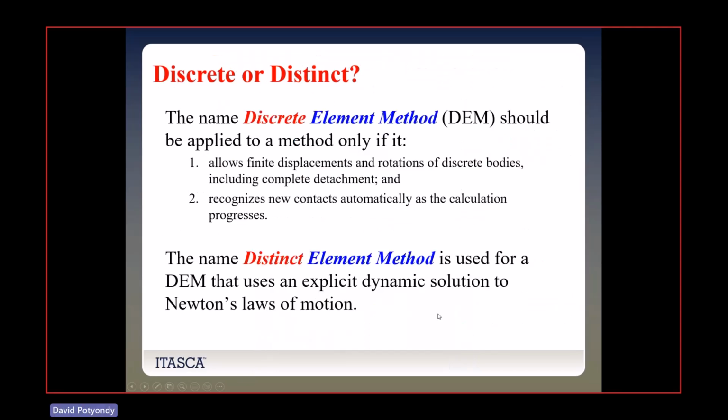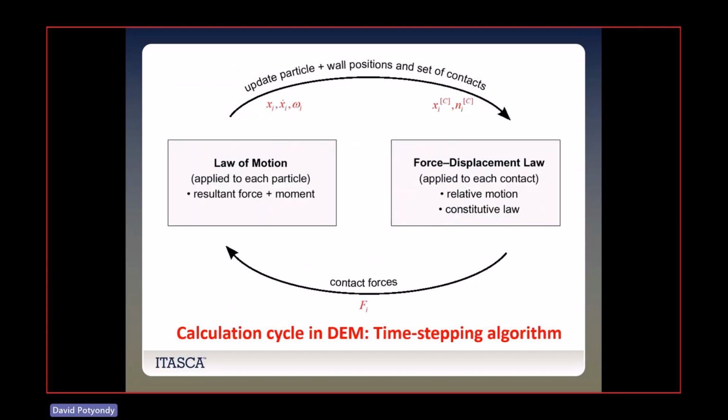We've also talked about this before, right? If you can allow detachment, if you can find new contacts, you can make these things move. That's the general thing. It's called the discrete element method. If you use an explicit dynamic solution, it's going to be the distinct element method.